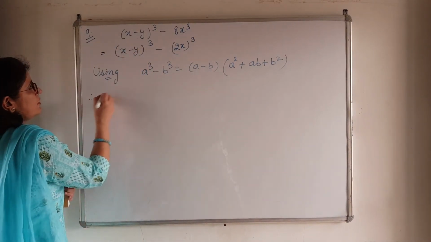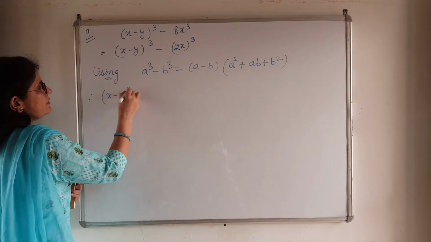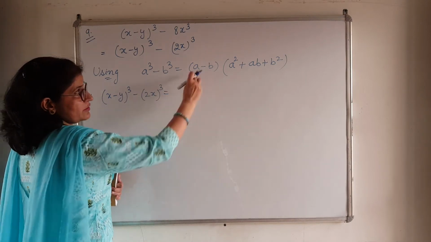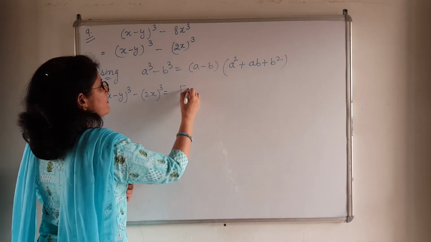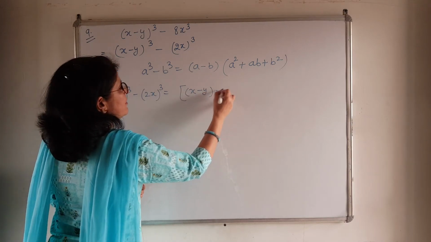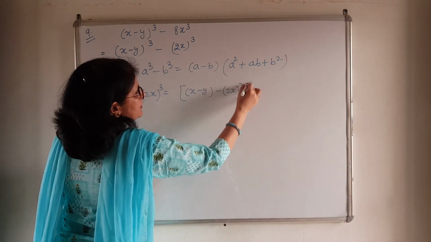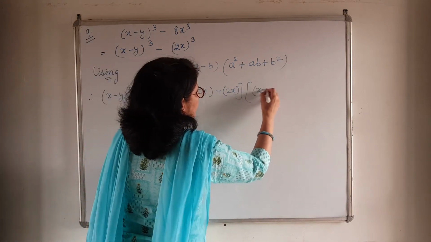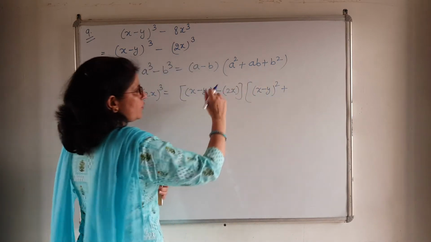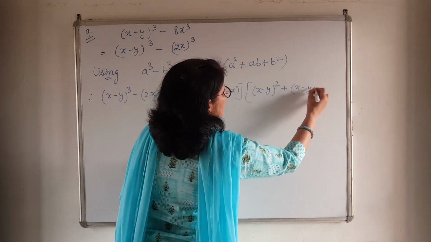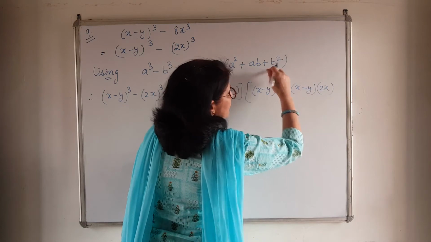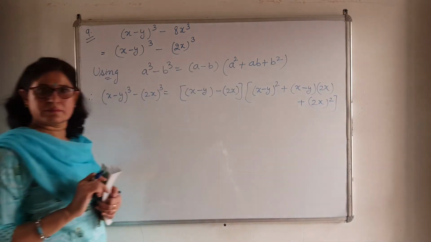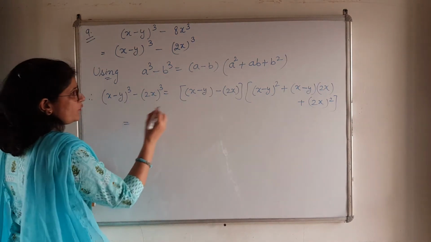So x minus y cube minus 2x cube equals difference of their terms. So x minus y minus 2x. Here square of first term is x minus y square, plus their product, x minus y multiply with 2x, plus square of another term. Now we remove these brackets.